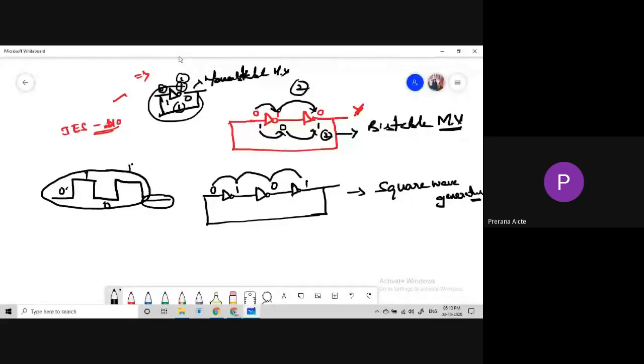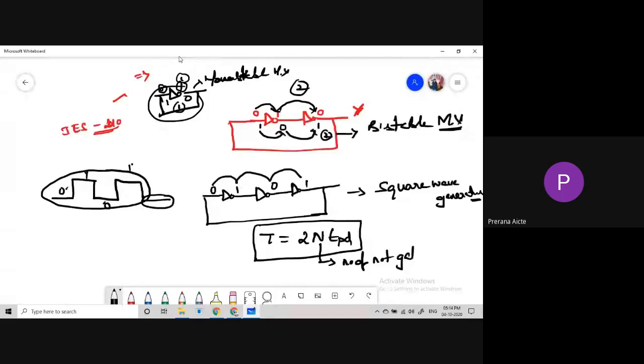For this device also, one more problem is there. How much time period is taken for this technique? The time period capital T is nothing but 2 into capital N into small TPD. For finding the total time period of the device, we use this formula. Here capital T is the time period, N is the number of NOT gates, and TPD is the time delay.